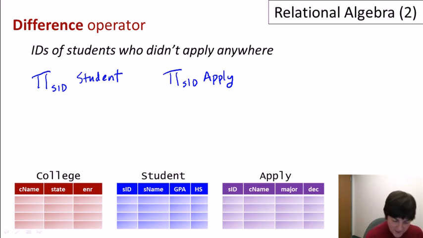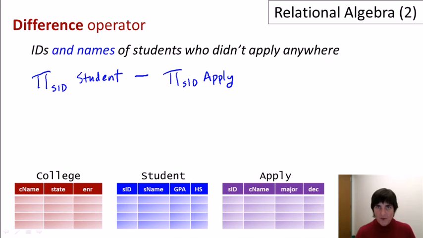All we need to do is take the difference operator, written with the minus sign, and that gives us the result of our query. It will take all IDs of the students and then subtract the ones who have applied somewhere. Suppose instead that we wanted the names of the students who didn't apply anywhere, not just their IDs. So that's a little bit more complicated. You might think, oh, just add student name to the projection list here, but if we do that, then we're trying to subtract a set that has just IDs from a set that has pairs of ID and name. And we can't add the student name here because the student name isn't part of the apply relation.